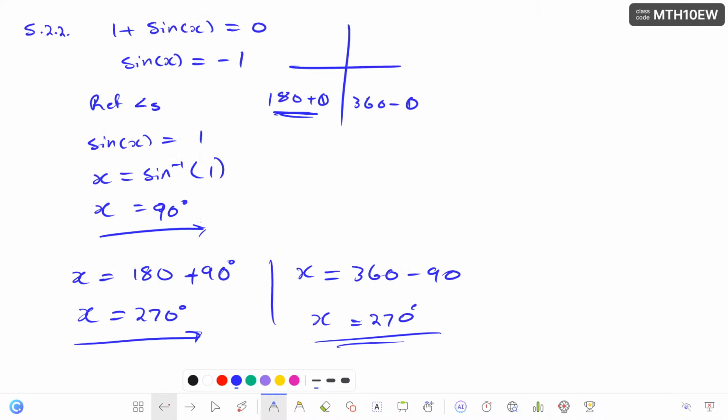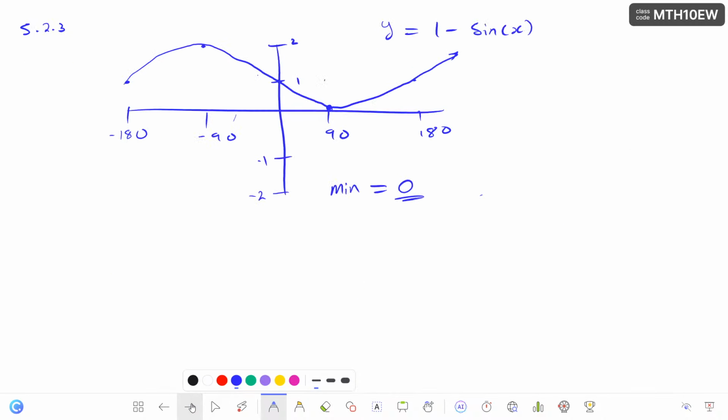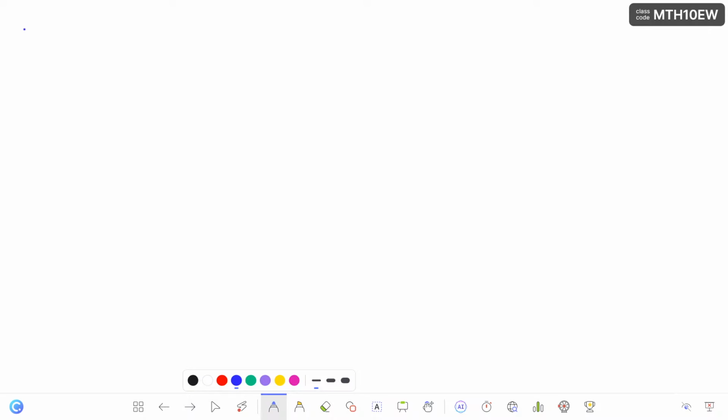So let's check the next question. So next question, they said hence or otherwise determine the general solution of the equation. This is general solution, 5 marks. So for general solution, you can't afford to lose marks. It's a very simple thing. So 5.3.2, we're given sine 48 degree cos x minus cos 48 sine x is equals to cos 2x.